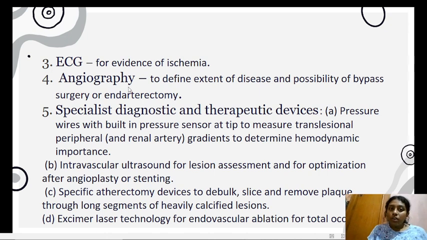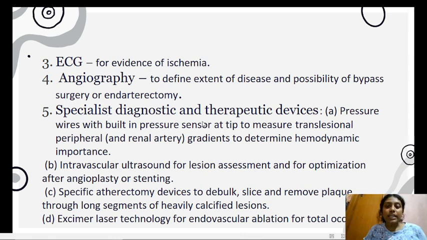Fourth is angiography to define the extent of disease, how much the disease is, how much it has affected, and the possibility of bypass surgery or endarterectomy. Like if any type of bypass surgery is needed, and if needed, how much the patient can survive.